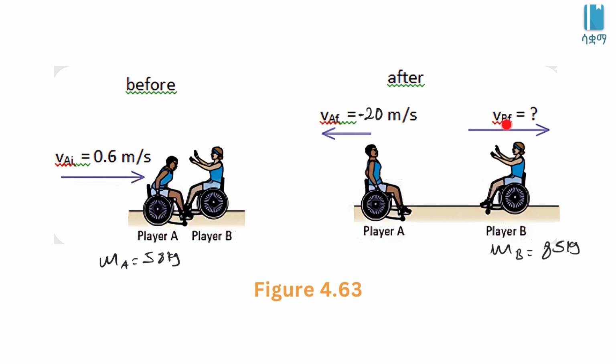What would be the final velocity of B? Assume the initial velocity of B is 0, stationary. So what would be the final velocity? This is very easy to solve. What we use is conservation of linear momentum, where we compare the P initial and P final of the system. Based on conservation of momentum, the initial momentum is equivalent to the final momentum.